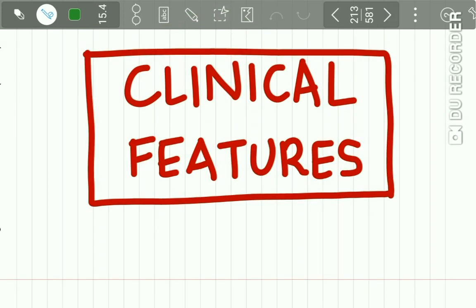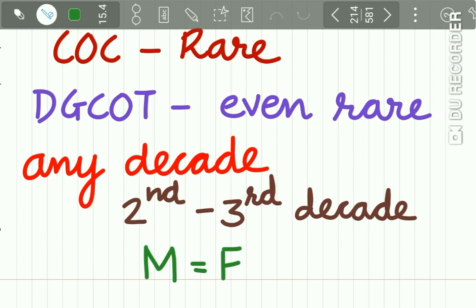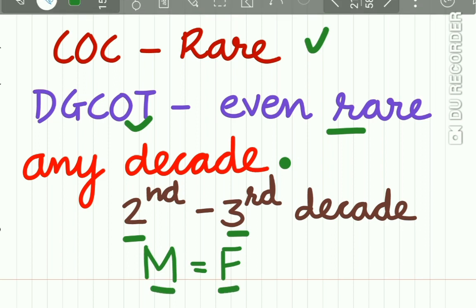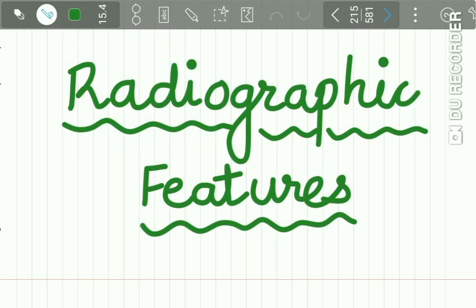Let us study the clinical features of COC. COC is rare, DGCOT is even rare, and it may occur at any decade of life but is predilected in second and the third decade. Males and females are equally affected by this lesion.